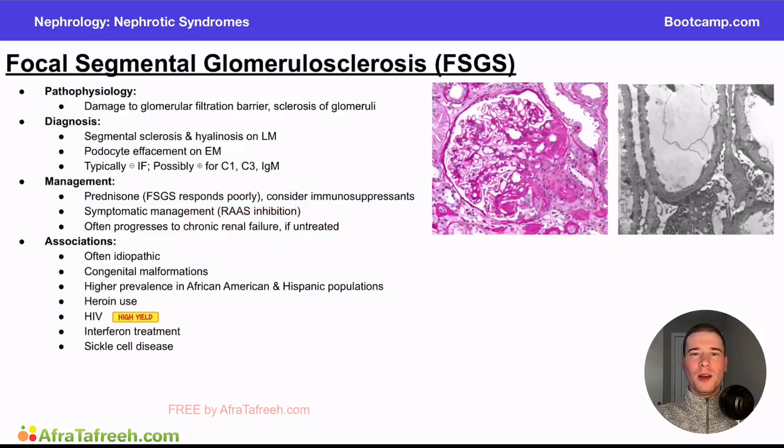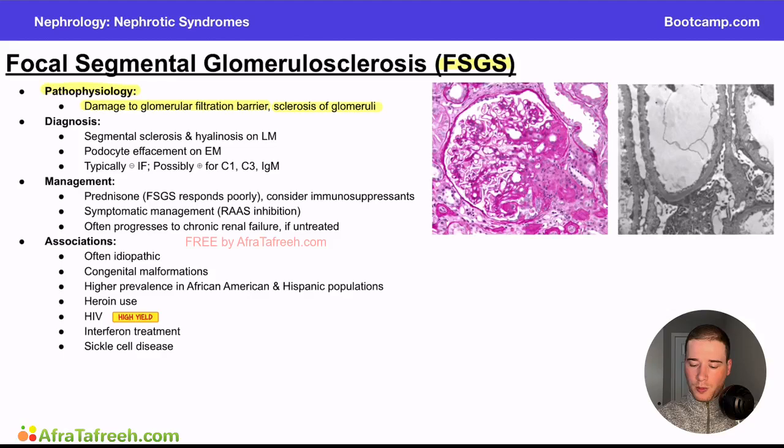So now we're going to talk about another pretty commonly tested nephrotic syndrome called focal segmental glomerular sclerosis, sometimes shortened to FSGS. So the pathophysiology is going to include a lot of the general concepts we talked about with nephrotic syndromes, in that there's damage to the glomerular filtration barrier. But one of the unique things about this condition is that you get sclerosis of the glomeruli.